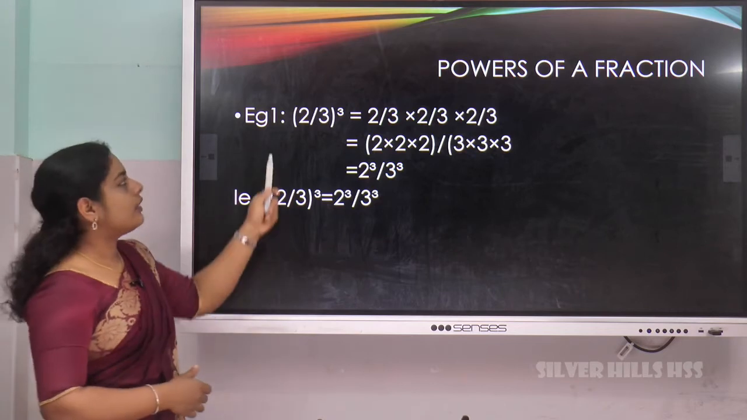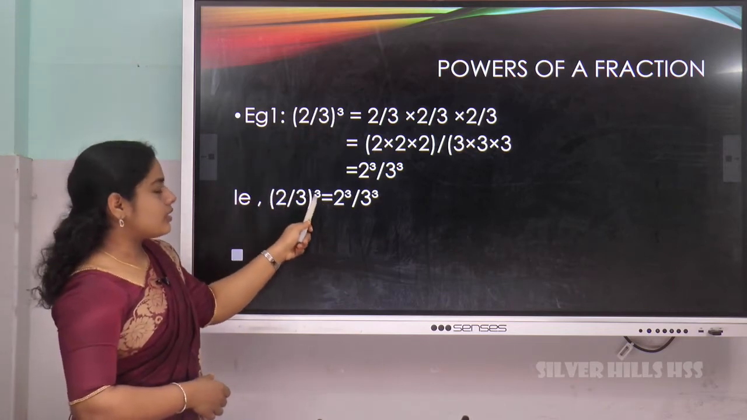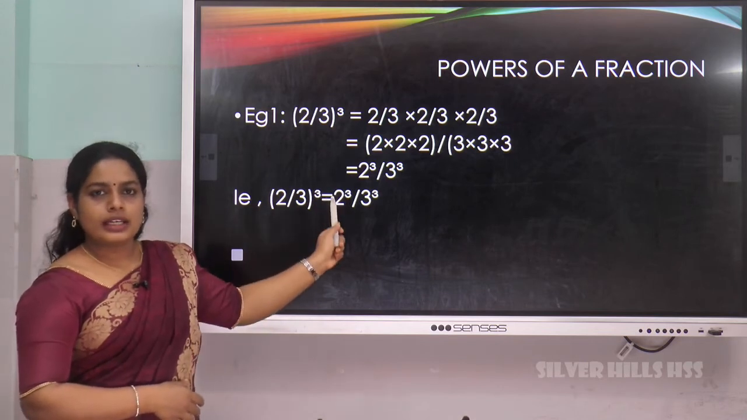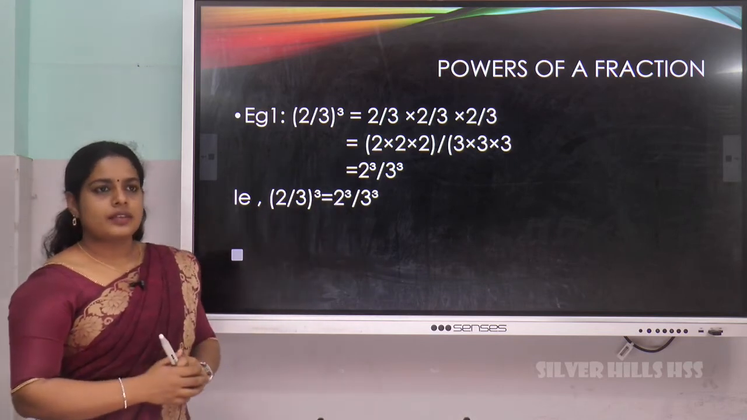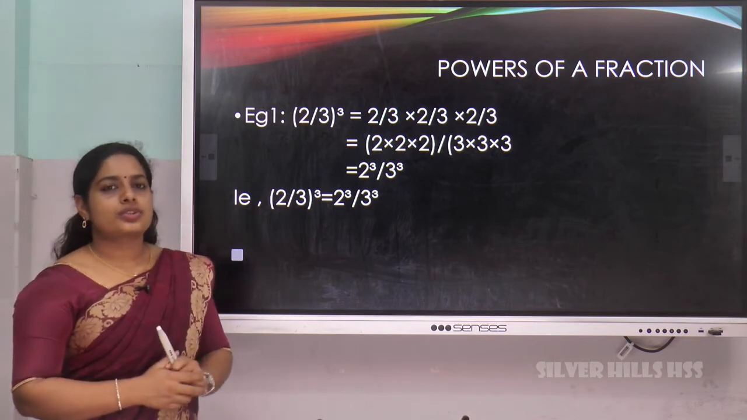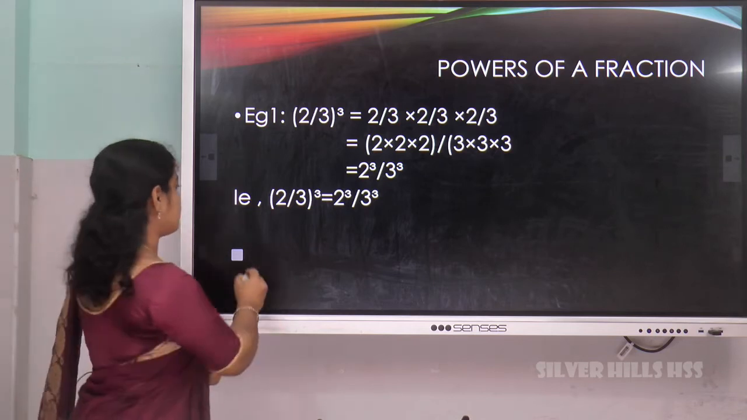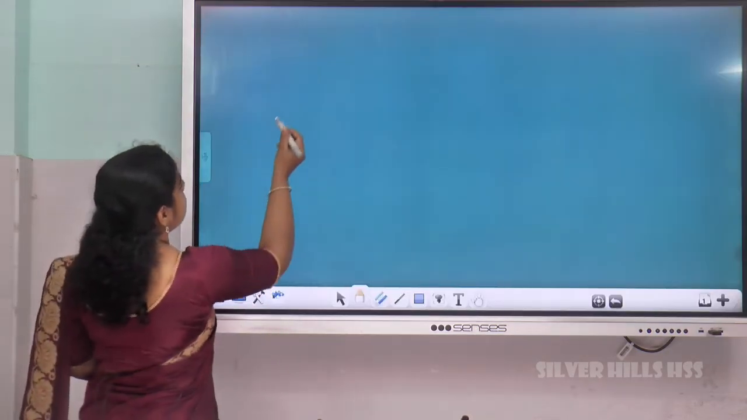So, we started from 2 by 3 whole raised to 3. 2 by 3 whole raised to 3 is equal to what? 2 raised to 3 by 3 raised to 3. That is, if you have powers of fractions, we can just distribute the powers to the numerator and denominator. Okay, let us see an example. Let us take a fraction.